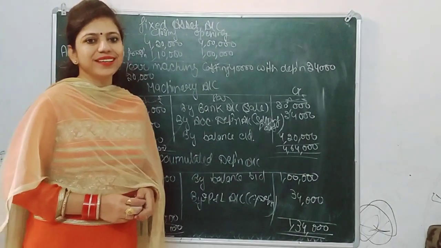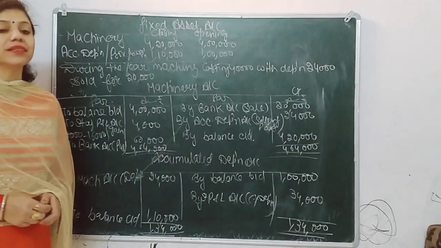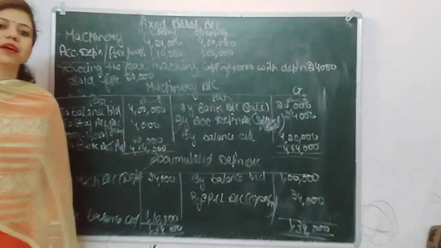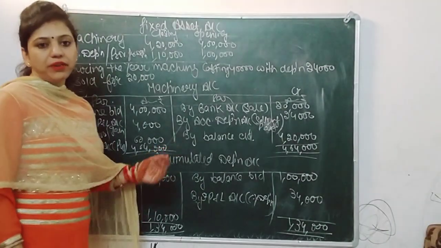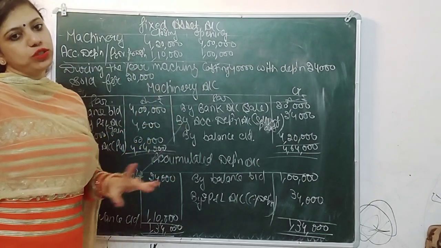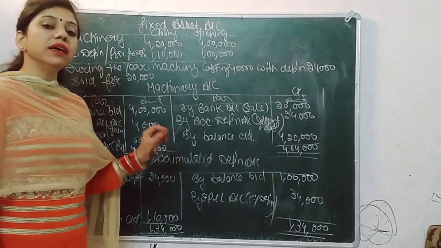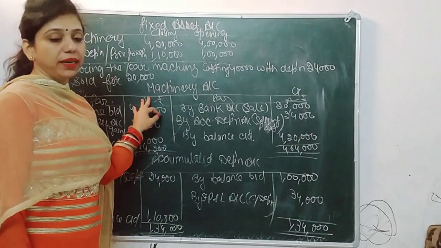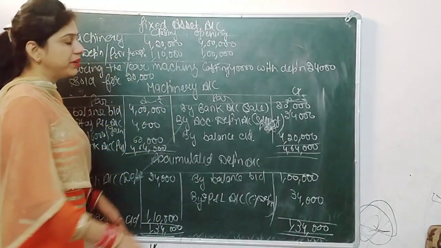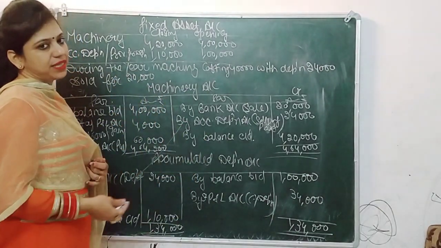Good morning, students. Today I am going to discuss the most important adjustment of the cash flow statement: how the treatment of assets can be done in the case of a cash flow statement. Definitely, there is an adjustment related to fixed assets given in the question. So how will we treat it? We have to prepare the fixed asset account.